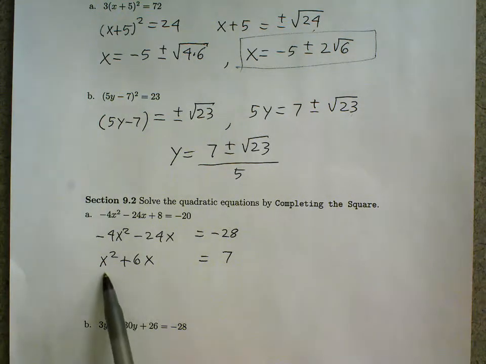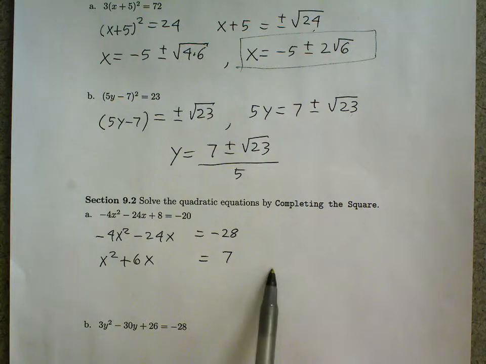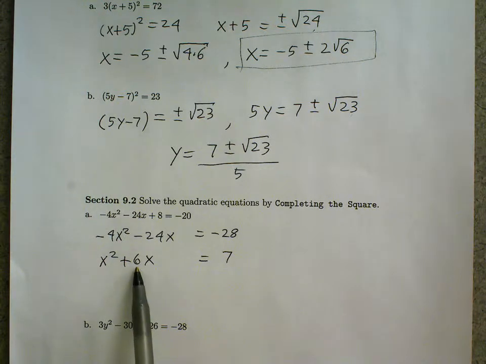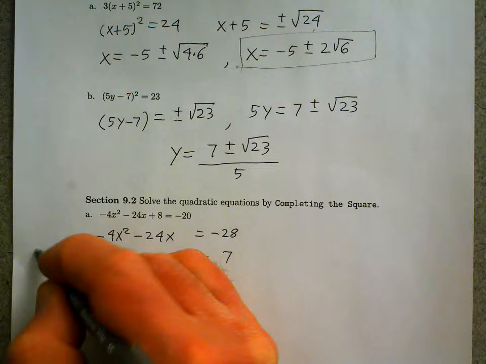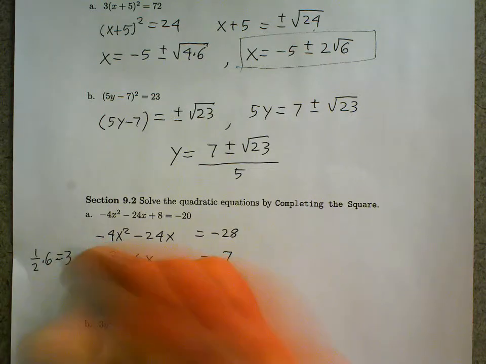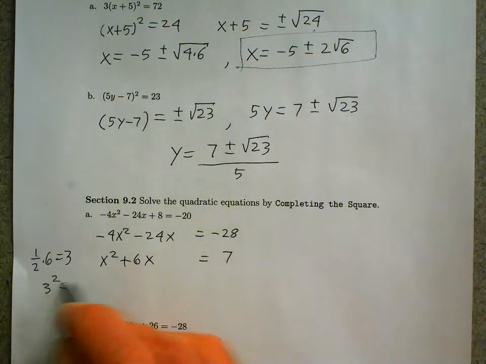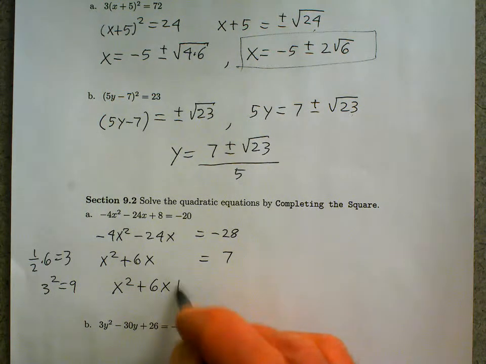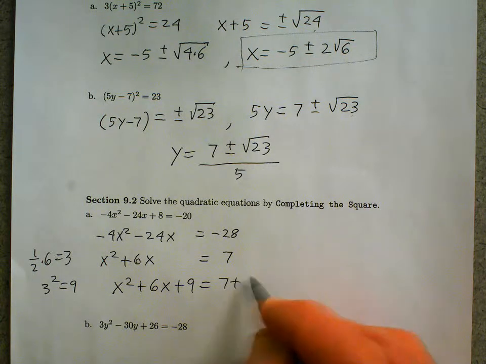In the next step, we're going to add a number to both sides of the equation. And the number that we add will create a perfect square trinomial on the left-hand side. So now that the coefficient of x squared is 1, to complete the square, or to create a perfect square trinomial, we take 1/2 of 6 and square it. So 1/2 times 6 is 3. And then when we square 3, we get 9. So we're going to add 9 to both sides. X squared plus 6x plus 9 equals 7 plus 9.